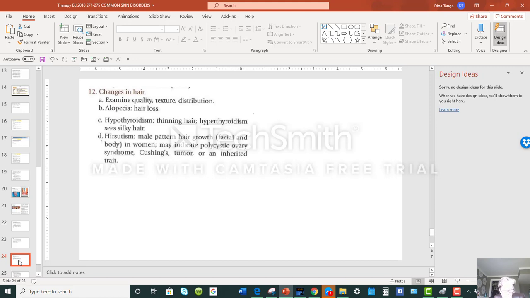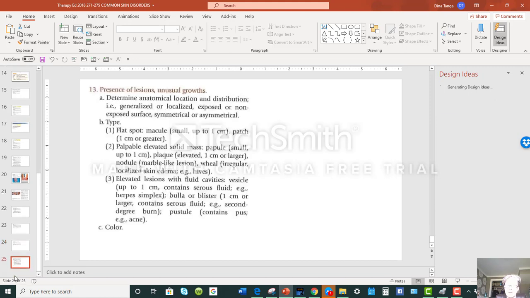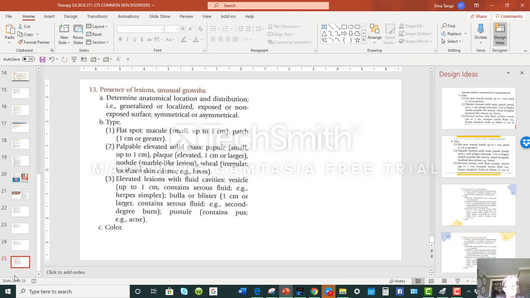Hirsutism: male pattern hair growth, facial and body. In women may indicate polycystic ovary syndrome, Cushing's tumor, or an inherited trait. Last slide. Thank you, Jesus.